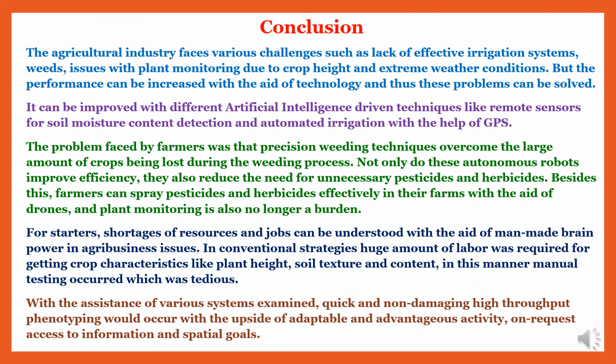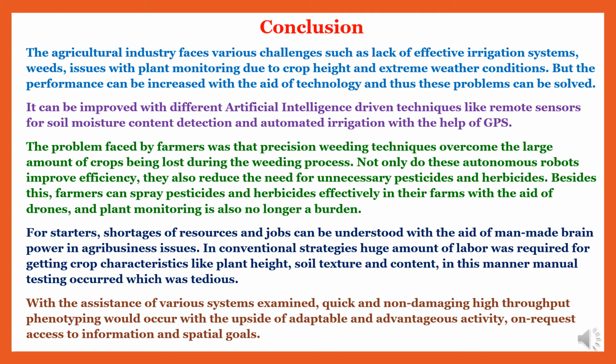Now come to the conclusion. The agriculture industry faces various challenges such as lack of effective irrigation systems, weeds, and issues with plant monitoring due to crop height and extreme weather conditions. But performance can be increased with the aid of technology, and thus these problems can be solved. It can be improved with different artificial intelligence driven techniques like remote sensors for soil moisture content detection and automated irrigation with the help of GPS.